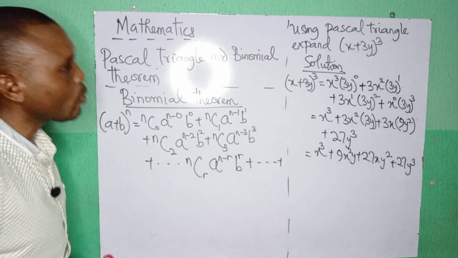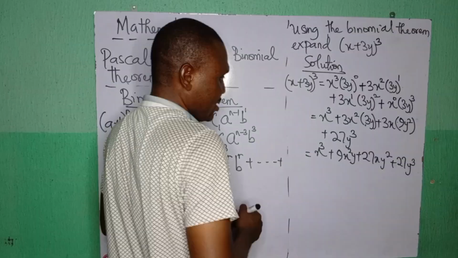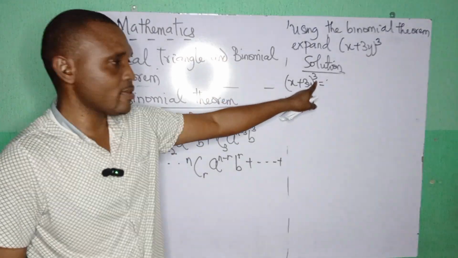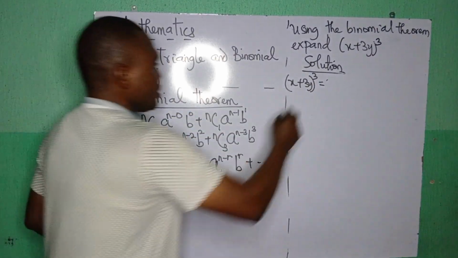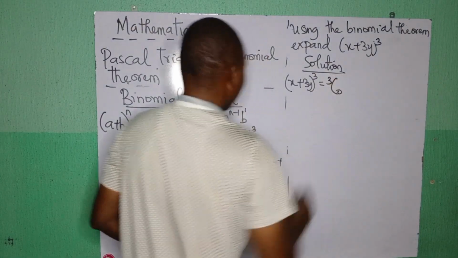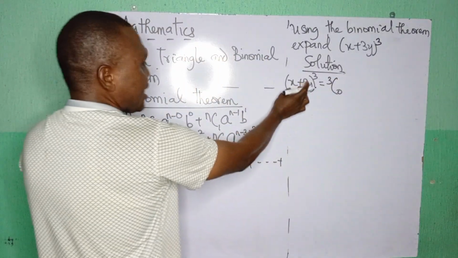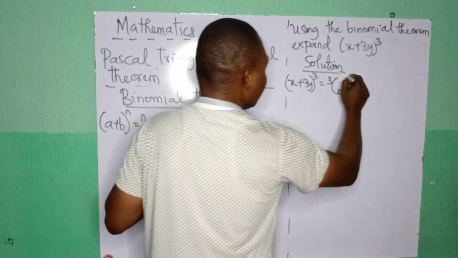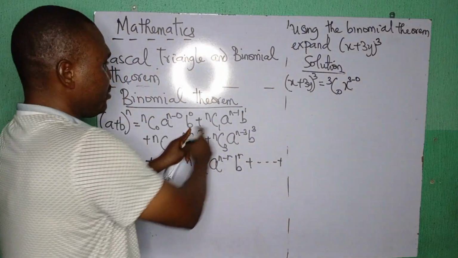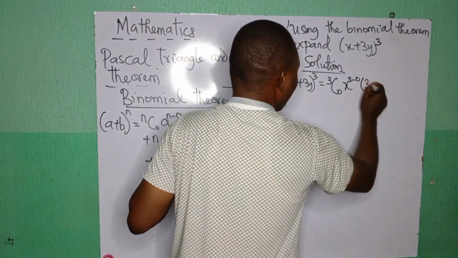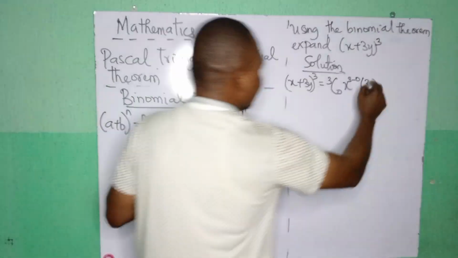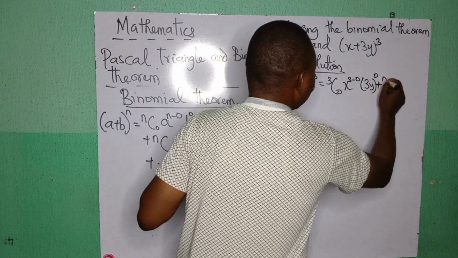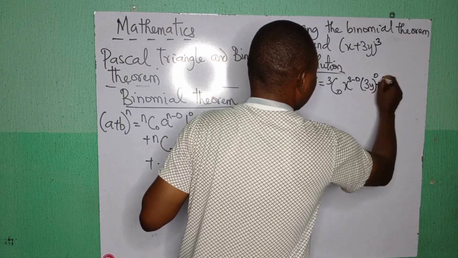Now, how do we expand this question using the binomial theorem? The same question back here, we're going to start with n combination 0. So our n is 3. Don't forget, our n is 3. So it's going to be 3 combination 0. Our a here is x, so it's going to be x raised to the power of 3 minus 0. Then our b is 3y, 3y raised to the power of 0. Are you following? Next is plus, sorry, 3 combination 1.